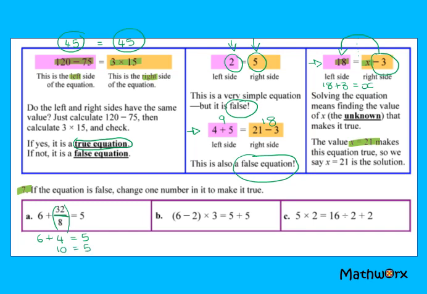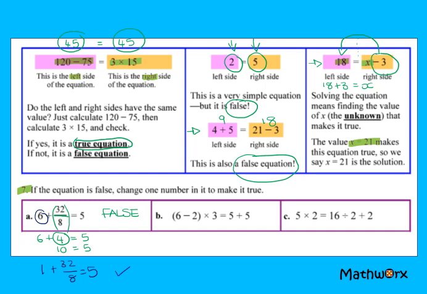Now this equation is false. And it says on this question, change one number to make it true. Now if we have a look here, what do we have to add to this 4 to make it 5? 1. So in order to make this true, we have to use 1 instead of the 6. So we're going to have 1 plus 32 over 8, which gives me 5. And that will make it true.